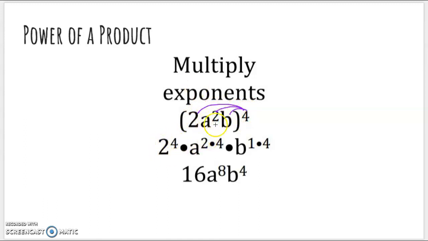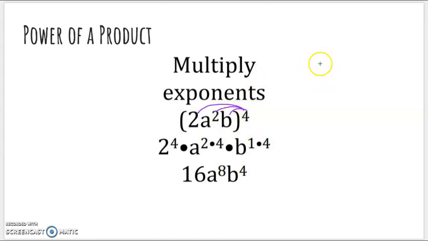But when I have an exponential expression to another exponent, when you have a power to a power, you multiply those exponents together. So a squared to the 4th becomes a to the 2 times 4. You multiply the exponent piece together. And then b secretly had a 1 on it, so when you did that exponential expression to another exponent, you multiply the 1 and the 4.